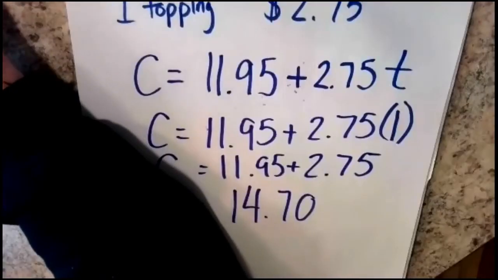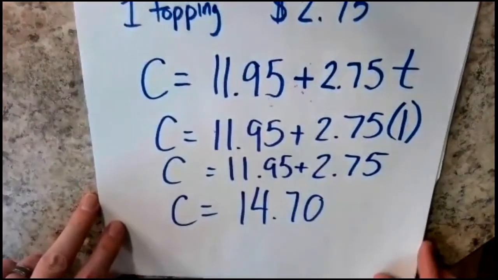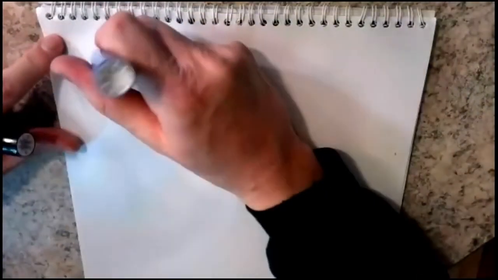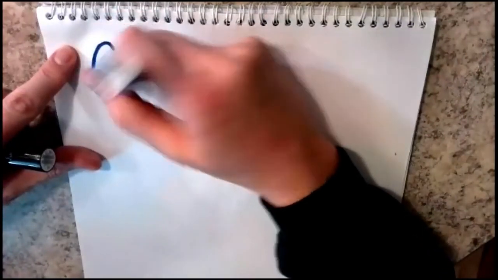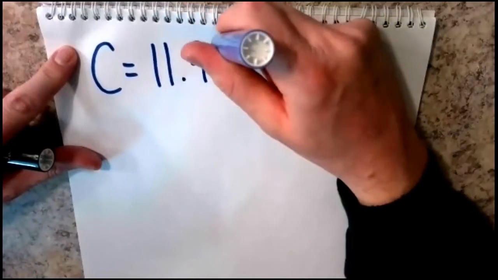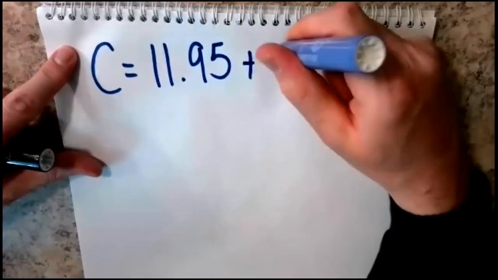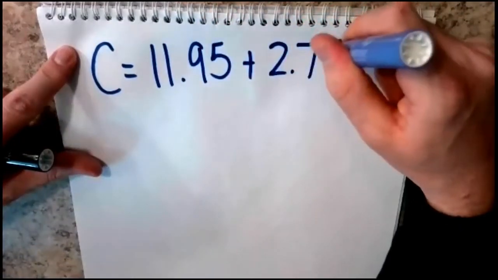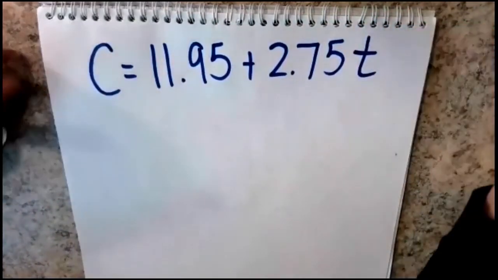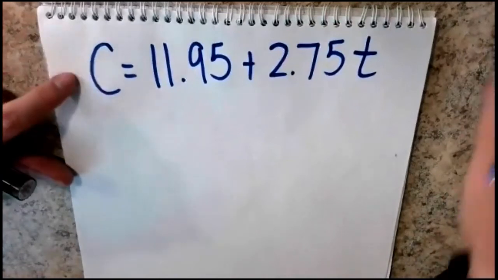All right, so if we go to our camera here, I'm going to go to a new page. Here we go. The cost of the pizza, so C, is equal to $11.95 plus $2.75 times each additional topping, right? So let's figure this out.